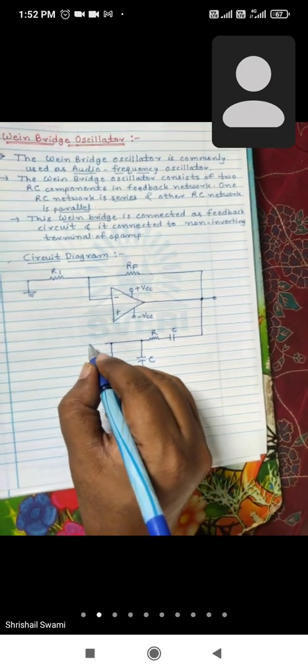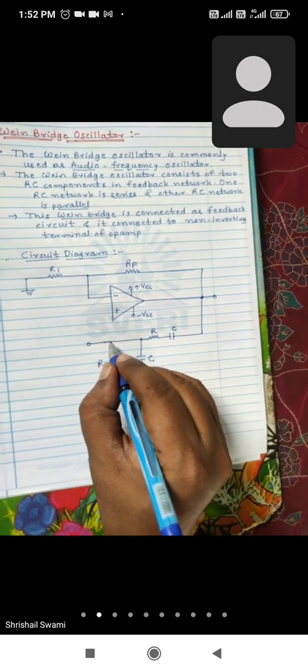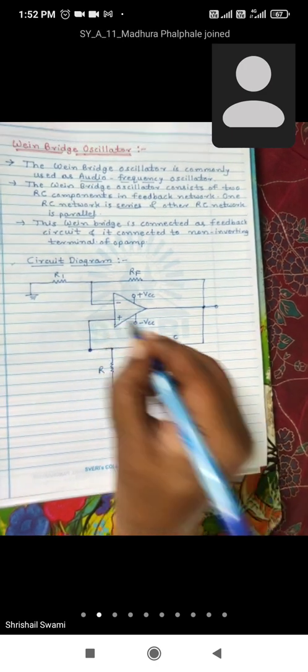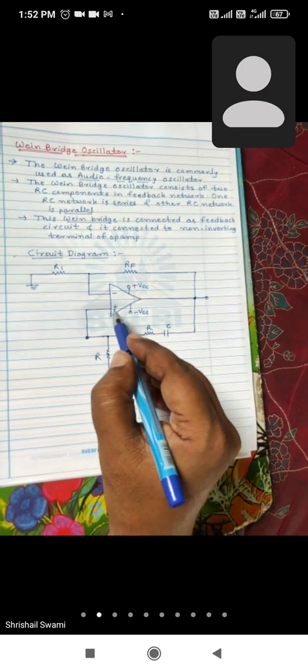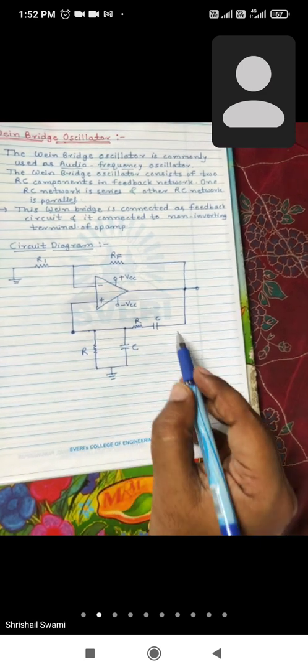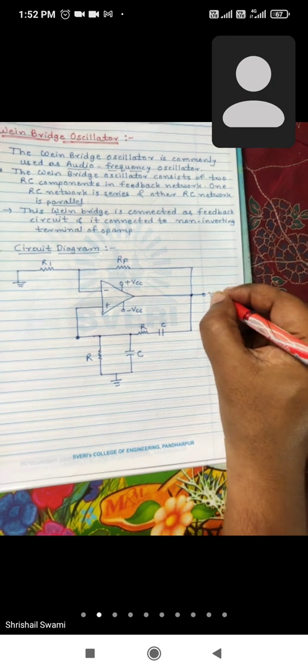So the output of this feedback network is connected to the non-inverting terminal. Means the output through the feedback network is connected to the positive terminal, that is the non-inverting terminal. That's why it is called positive feedback. In an oscillator we are always using positive feedback. So this is the RC network in series, this is the RC network in parallel. So this total network is called what? Wien bridge, and the output we are taking here.